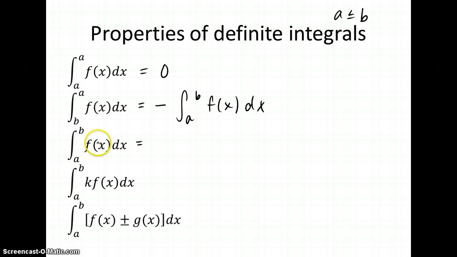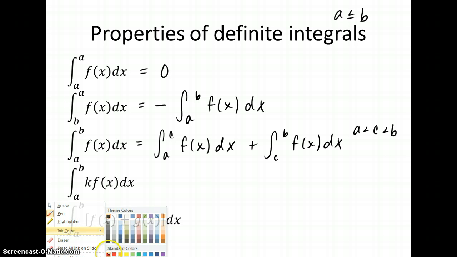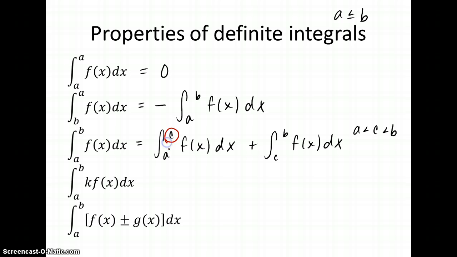If you're attempting to evaluate a definite integral from a to b, you can split that integral into 2 separate integrals. As long as this value c is between a and b, then we can evaluate that integral and add it to the value of that integral. And where the one integral leaves off, the next one needs to pick up, so those upper and lower bounds do need to be equivalent.